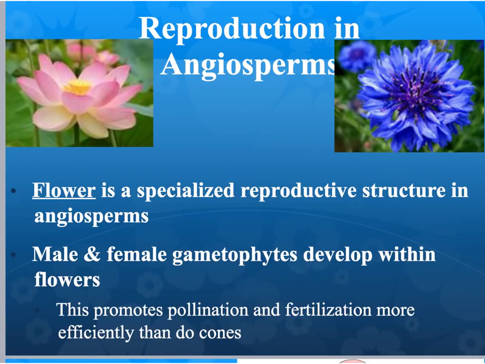Angiosperms are going to reproduce using flowers. This is their reproductive structure. So flowers' purpose is for reproduction. Male and female gametophytes are going to develop within flowers.